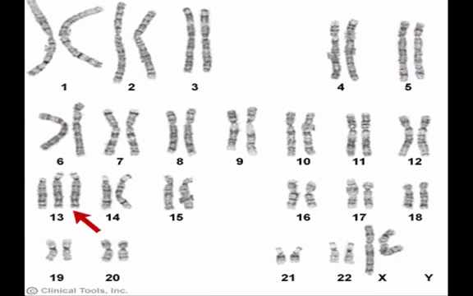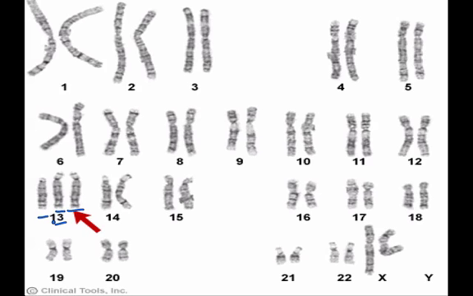Okay, now here's a karyotype of a female with Patau syndrome. She actually has 47 chromosomes. If you'll notice over here, she has 1, 2, 3 number 13 chromosomes. You should only get 2. You should only have one from your mom, one from your dad. Well, this person has 3 number 13 chromosomes, so they end up with 47.